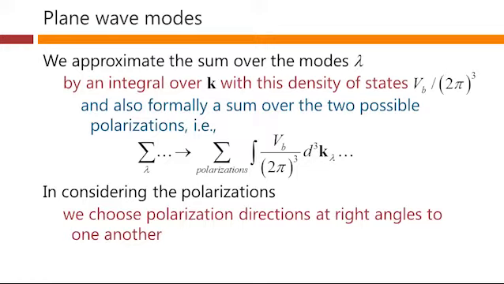In considering the polarizations, we will choose polarization directions at right angles to one another, which is typical for looking at electromagnetic waves, and at right angles to the propagation direction. In fact, plane waves in free space for electromagnetism have to obey these conditions if they're propagating waves. The polarization direction has to be perpendicular to the propagation direction, and there are two orthogonal polarization directions we can then choose.